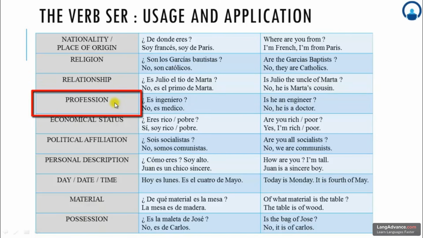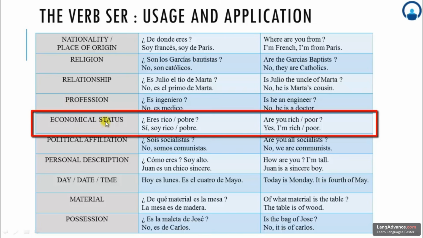Profession. If you think that today I am a student and tomorrow I am going to be an engineer, so that is temporary, actually it is not, because all these states which I have written down in this table are the states which are counted for a long time. If I say I'm an engineer, that means that engineering profile with me is going to be there for a long time. Same goes with the economical status, if you are rich or poor.